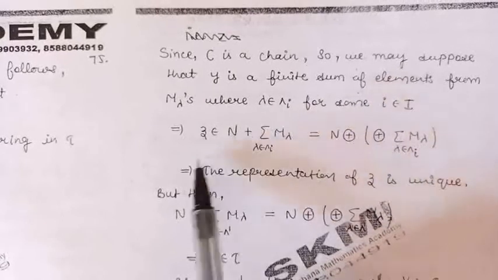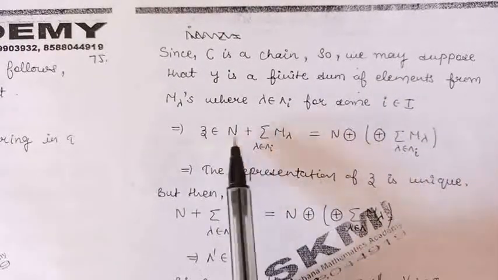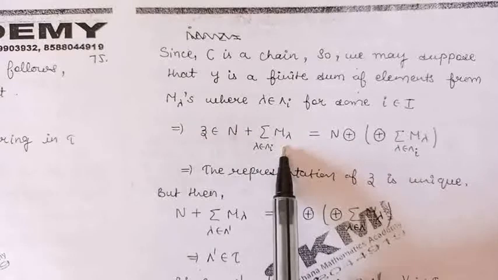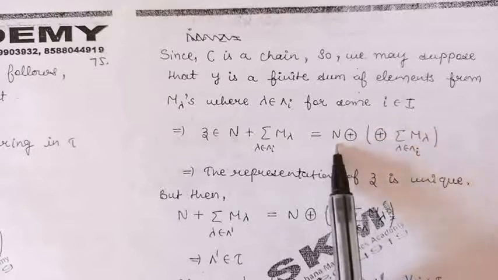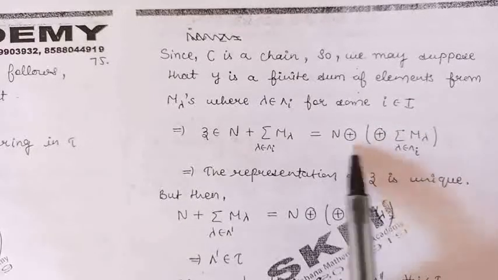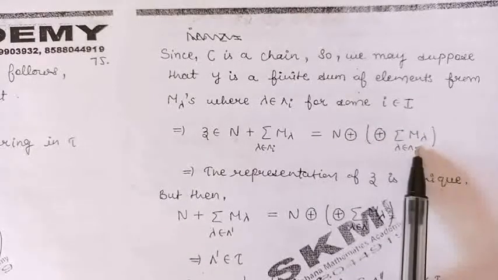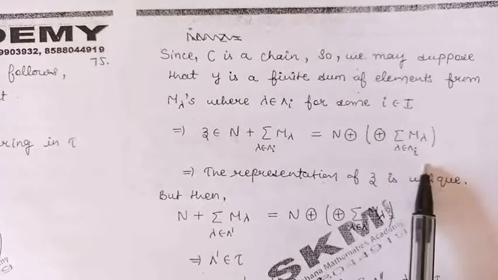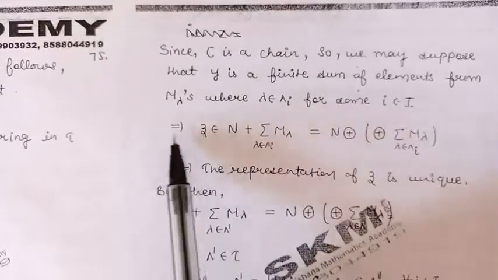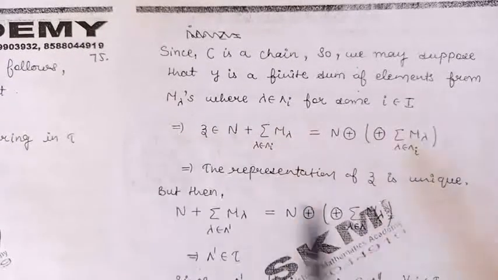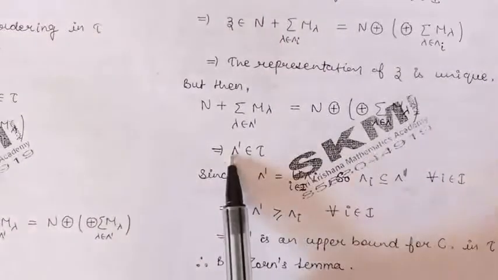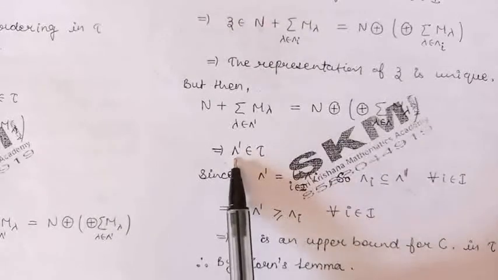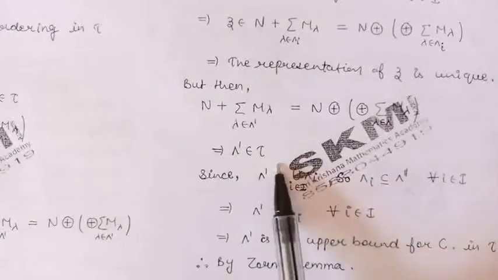So we can say that z belongs to the sum of N and summation M_λ, where λ belongs to Λ_i's, and this sum is equal to N direct sum summation M_λ, where λ belongs to Λ_i's. So this representation of z is unique. So the linear sum will become a direct sum, and therefore we can say that the subset Λ' will belong to the family τ.